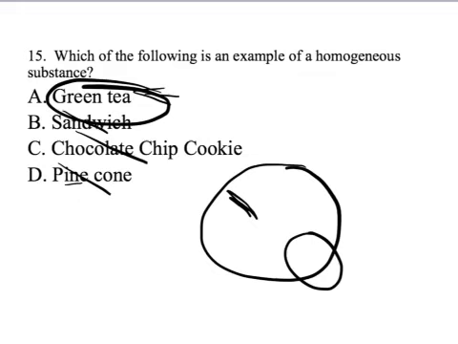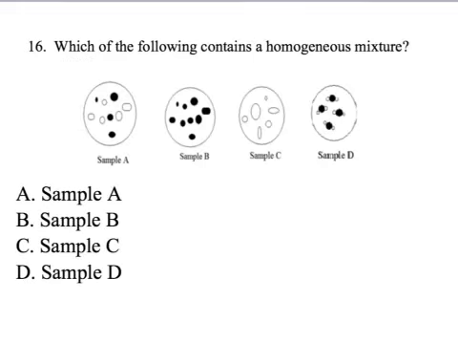Okay. Which of the following contains a homogeneous mixture? So you're looking for a picture where everything looks kind of the same. It's the same throughout. Notice in sample A, are they an even ratio? No, they're not. Now, sample B, well, they're all black. Are they the same? No, they're not.